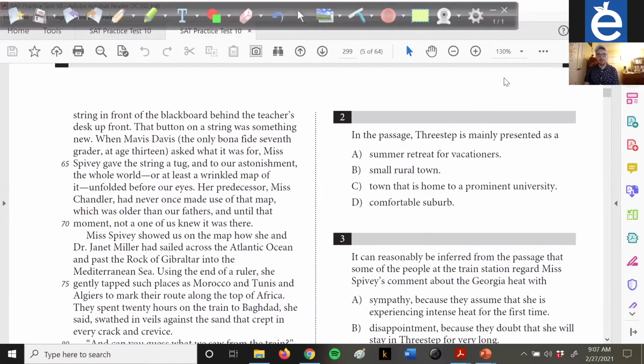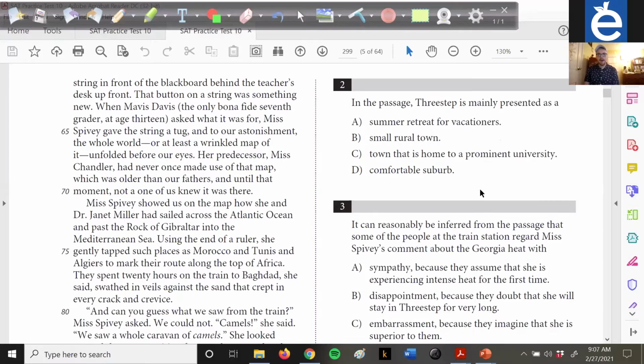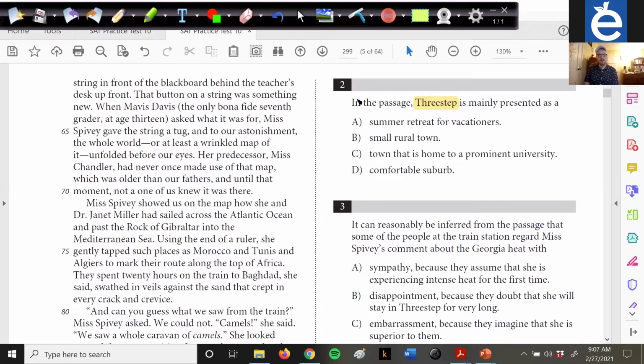Let's look at number 2 here. In the passage, 3-step is mainly presented as... well, we're being asked about that town of 3-step, Georgia, that we saw in that first sentence. But again, because there's not a reference to a particular line in the passage, I would categorize this as broad as well.